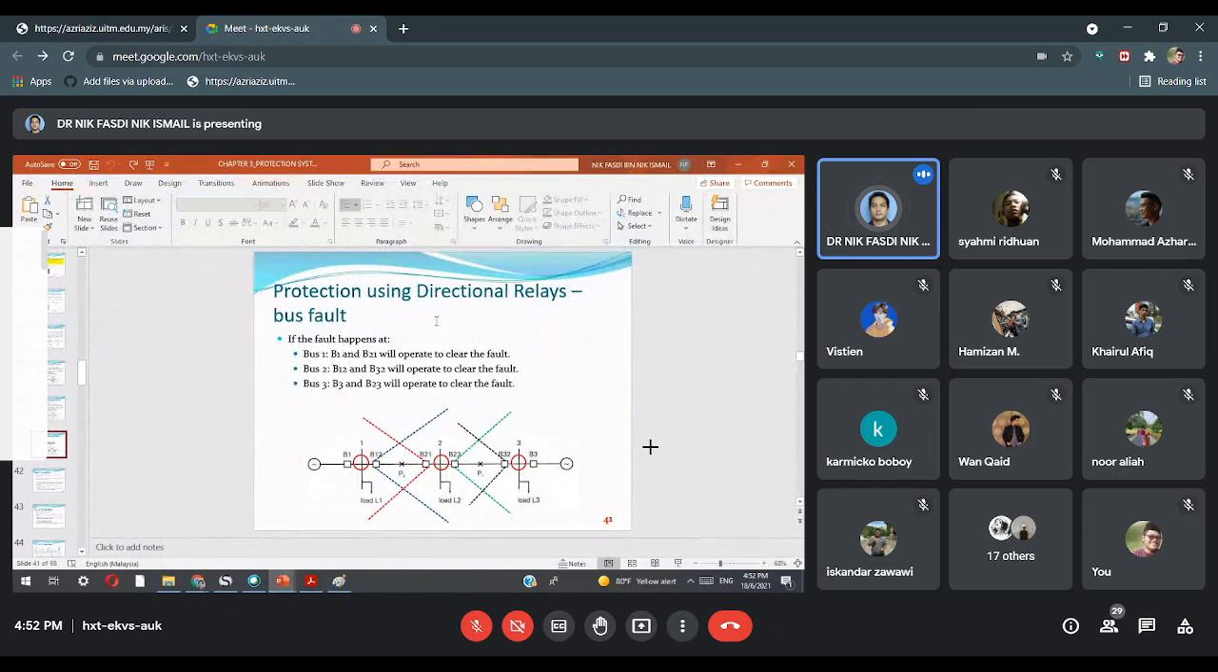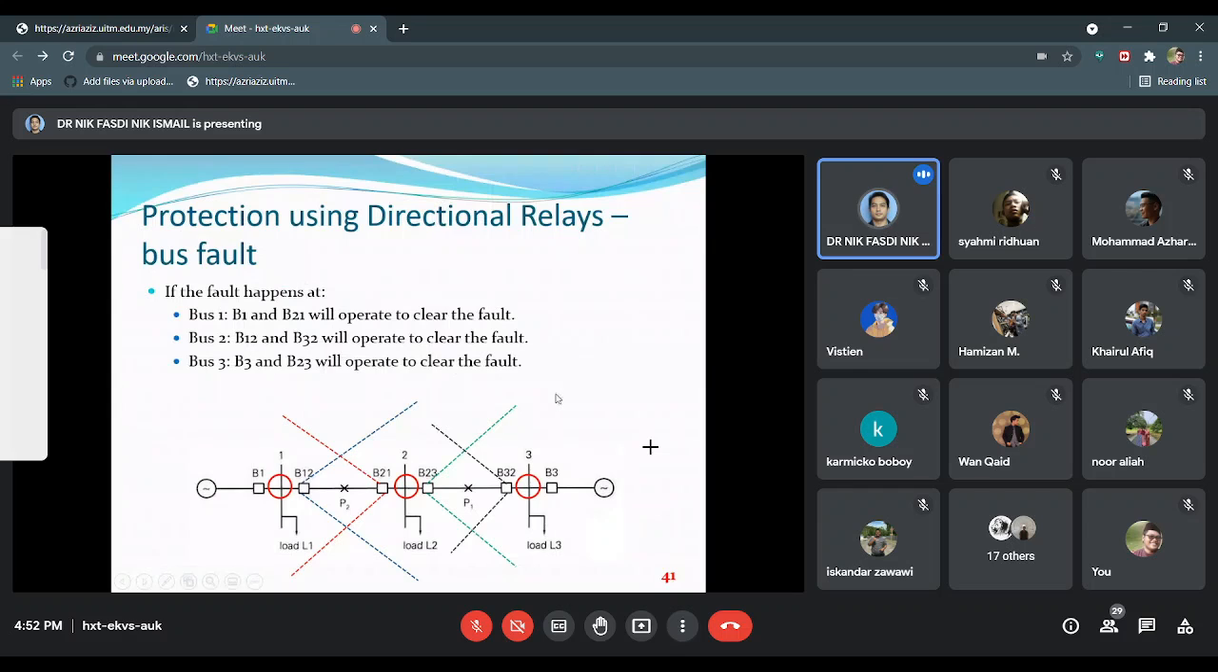Okay, protection using directional relay for bus faults. Okay, sama juga. If the fault happens at bus 1. Okay, ini condition lain pula. Saya open sikit. Konsep yang sama sebenarnya.